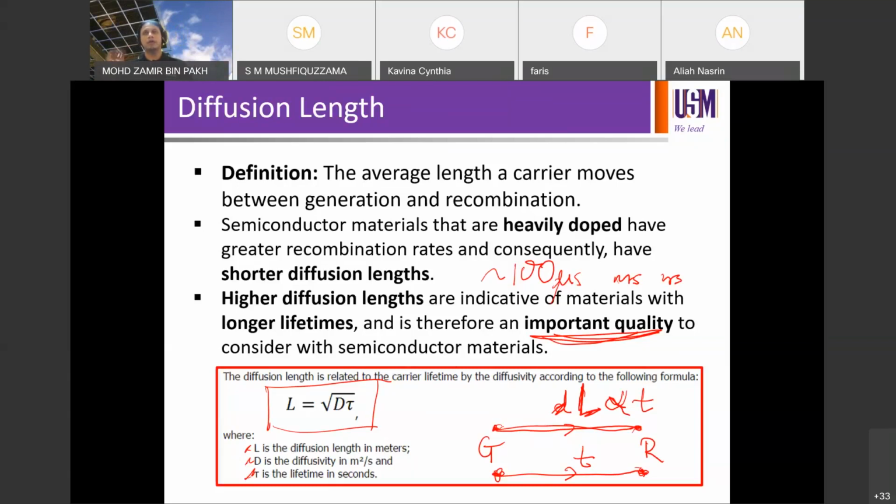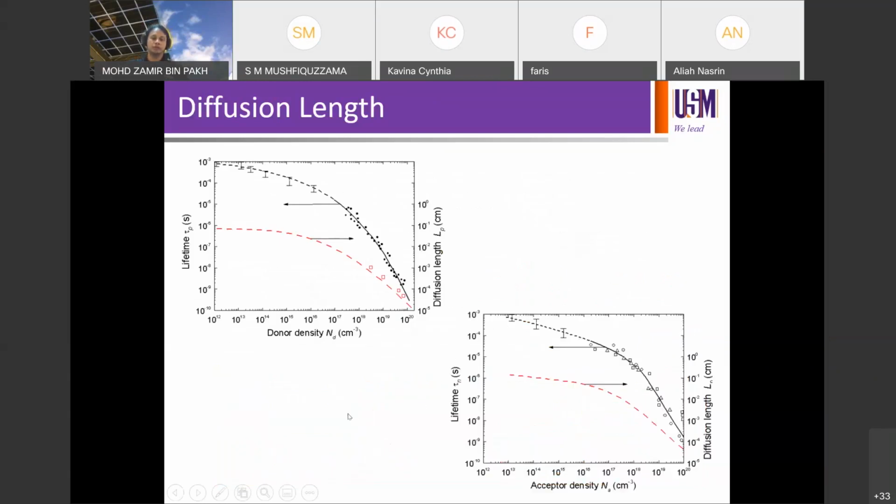So we can conclude that if your material is of high quality, it's going to have high diffusion length and high lifetime as well, right? On the other hand, if the material has poor quality, it's going to have a low diffusion length and low lifetime. So therefore, it's indicating the material quality that we are using for our devices.